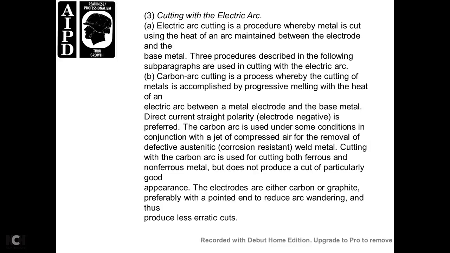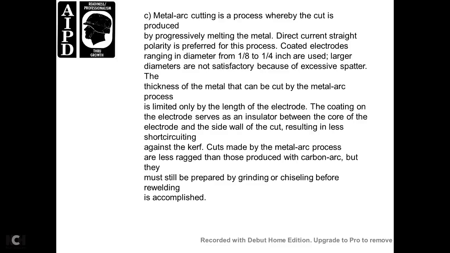The electrodes are either carbon or graphite, preferably with a pointed end on the rod to reduce arc wandering, producing less erratic cuts. Metal arc cutting is the process where the cut is produced by progressively melting the metal. Direct current straight polarity is performed for the process, with coated electrodes ranging from 1/8 to 1/4 inch in diameter, using the larger diameter. If not satisfactory, excessive splatter thickness of the metal can then be cut with the metal arc process, limited only by the length of the electrode.